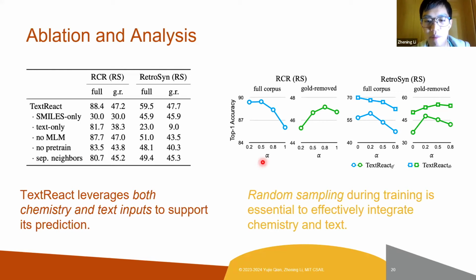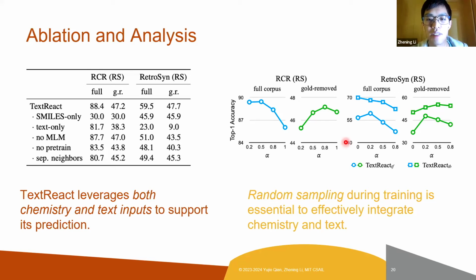Recall that I also mentioned the random sampling strategy where during training with the probability alpha, we actually incorporate random sampling from the retrieved nearest neighbors, where we take, for example, the top 10 nearest neighbors and randomly sample 3 of them. And so the analysis here shows the effect of the random sampling ratio on the performance of the model. We can see that there's a trade-off, and the optimal point of the alpha random sampling ratio depends on whether we're testing using the full corpus setting or using the gold removed setting.